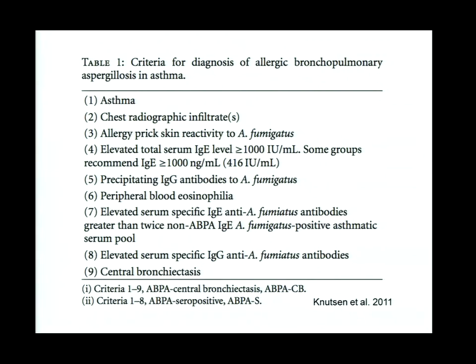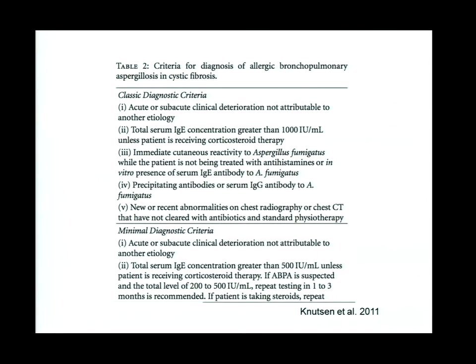And of course, if on imaging study you see central bronchiectasis, you definitely consider ABPA in the differential diagnosis. The criteria for patients with cystic fibrosis and ABPA are very similar, but nuanced because of the overlap of symptoms in cystic fibrosis already. One of the nuanced changes with ABPA diagnosis in cystic fibrosis children is that it can present as an acute or subacute clinical deterioration, not attributable to other etiology. But otherwise, very similar diagnostic paradigm.